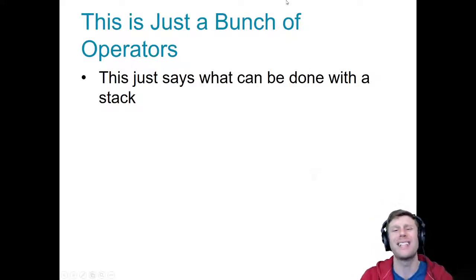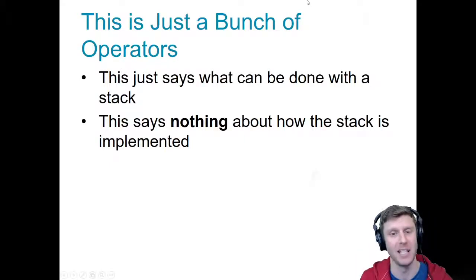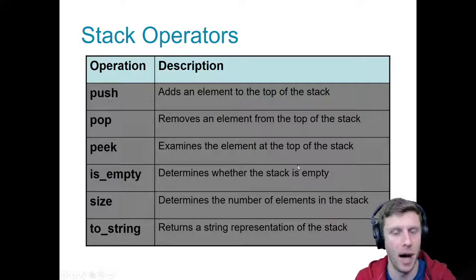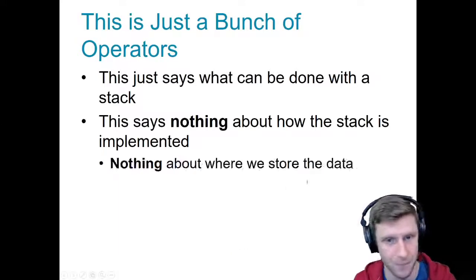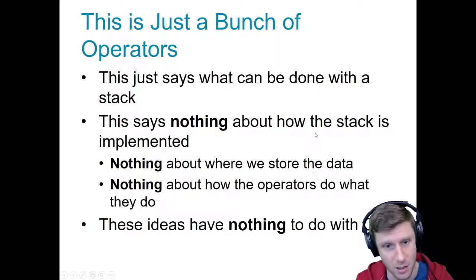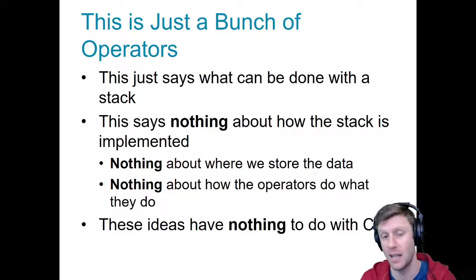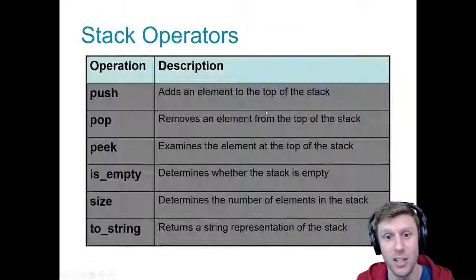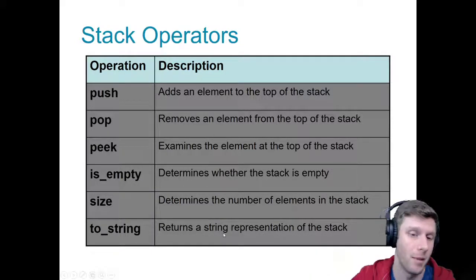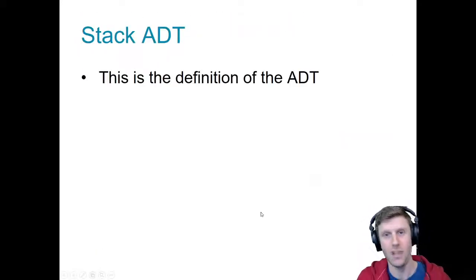It just says what can be done. It has nothing to do with how it's implemented. None of this says how we push, pop, peek, or how we store the information. Nothing about where we store the data, nothing about how the operators do what they do, and it absolutely has nothing to do with C++. This is just as relevant for Python as Java, as C#, or any other object-oriented programming language.